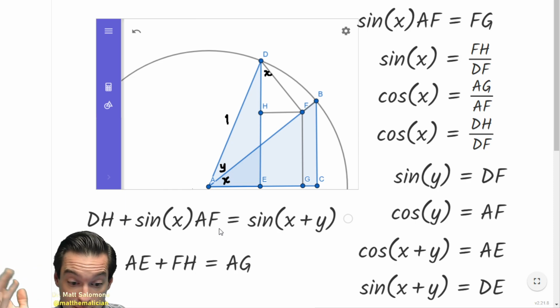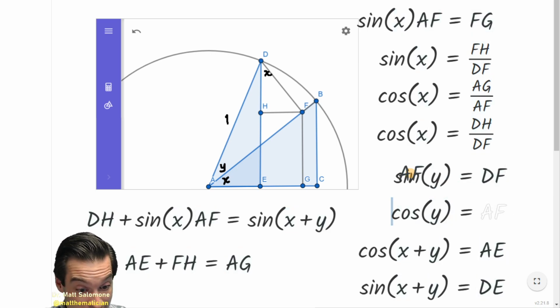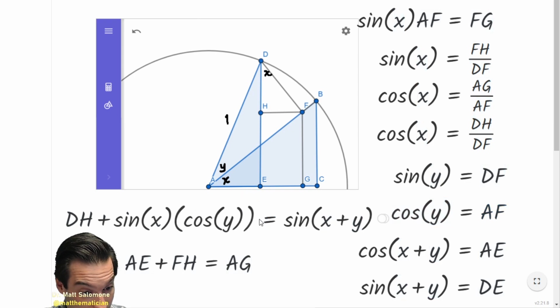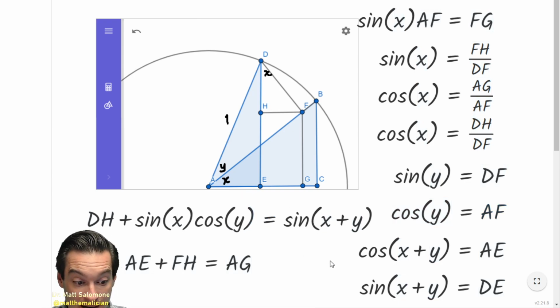Okay, so we're making some progress, but now we have an AF that we don't otherwise know what to do with. So we look over in our chart again. Do we know anything about AF? Actually, we do. AF is another name for the cosine of y. So we'll put AF in there as the cosine of y. Now it really looks like we're making some progress. Now all we have is this unknown DH that's sitting out in the front.